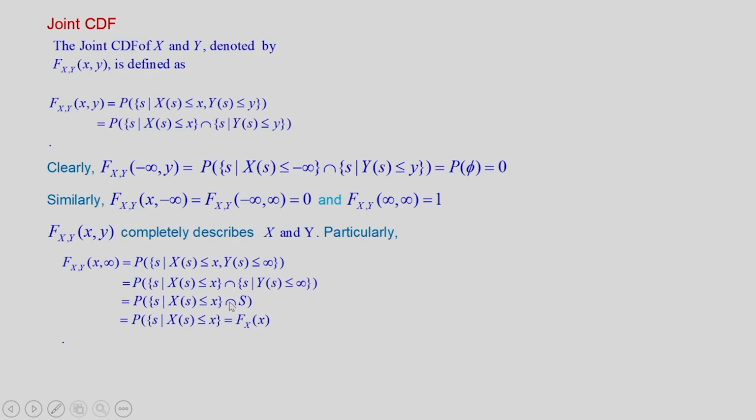If we intersect with S, we get that event only. Therefore, it is the probability of s such that X(s) is less than or equal to small x, which is equal to the CDF of X at point small x. So from the joint CDF we can find the individual CDF F_X(x), and it is called the marginal CDF. The marginal CDF can be obtained from the joint CDF.